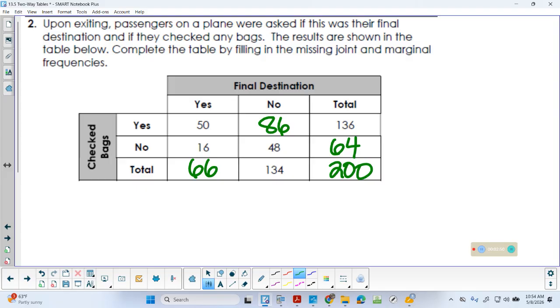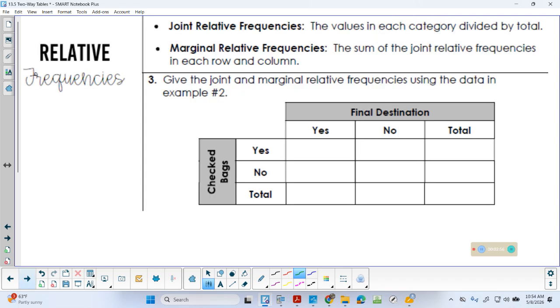All right, now, again, we're using the tables. We're working our way up to what we call calculating probability, of course. So now we're going to, more vocab for you. So relative frequencies. So reading the top, the values in each category divided by the total. That's the key. Marginal relative frequencies. They're throwing the word relative in there. The sum of the joint, blah, blah, blah, in each row and each column.